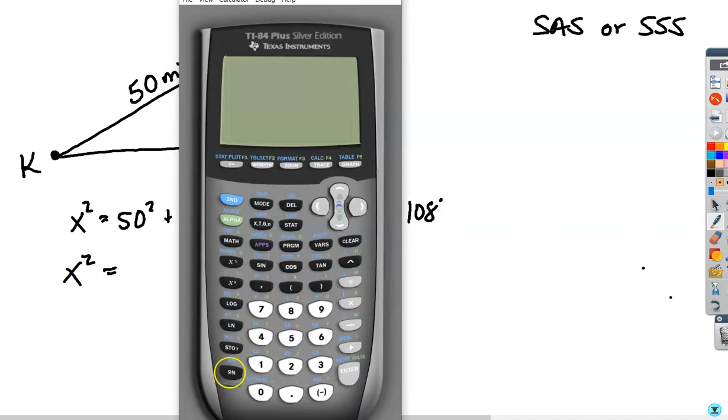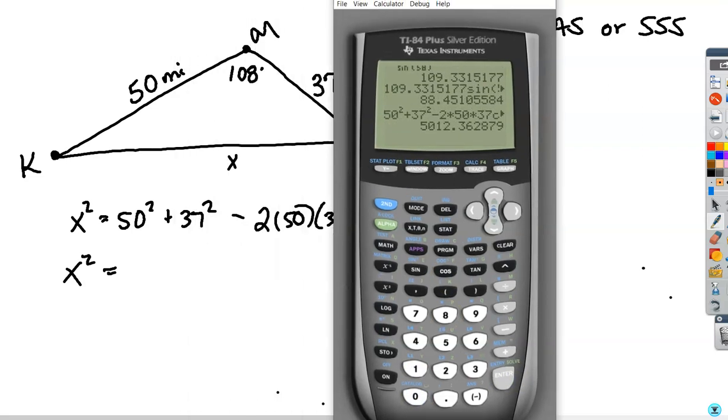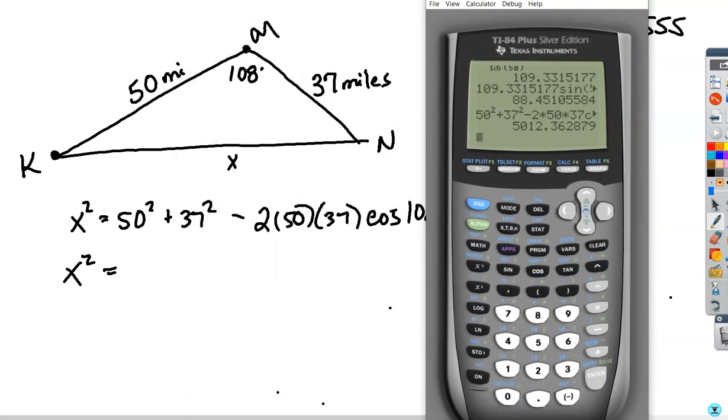So that was 50 squared plus 37 squared minus 2 times 50 times 37 times the cos of 108. Okay, so that is what I get so far. But if you look at this and you write down that the distance between those two towns is about 5,000 miles, doesn't that seem a little crazy? Why is that crazy, guys?